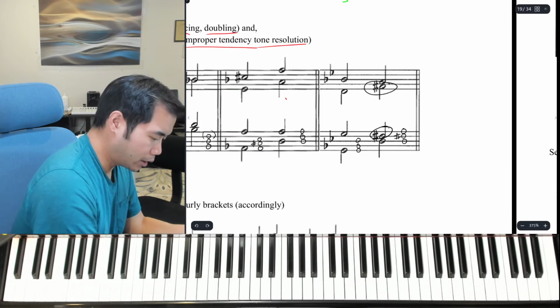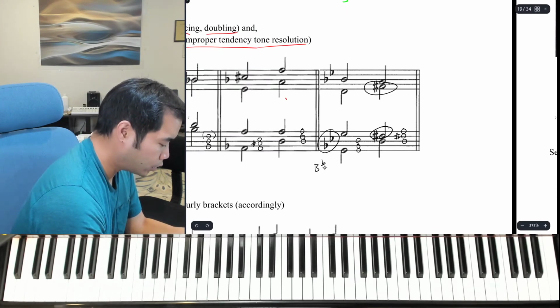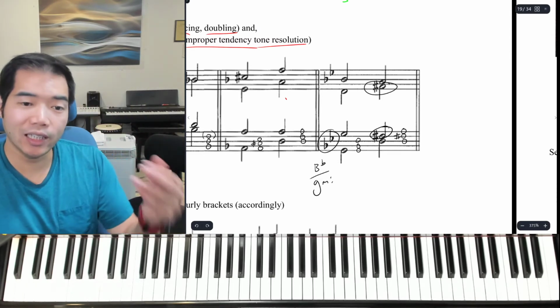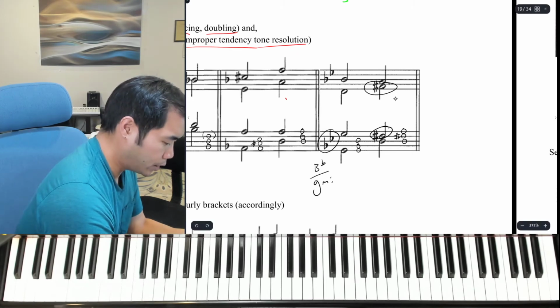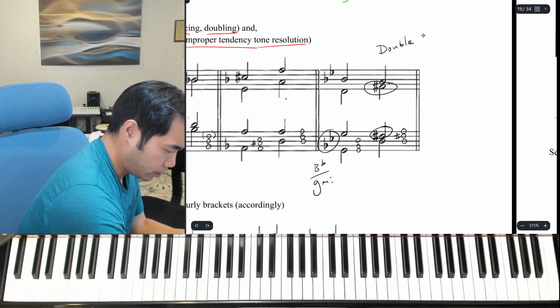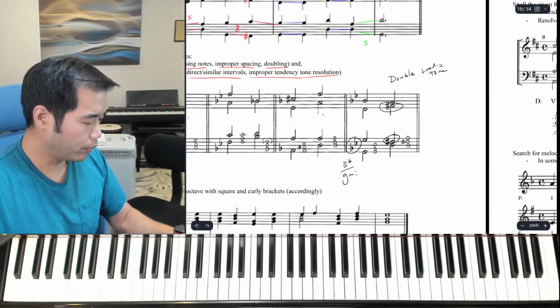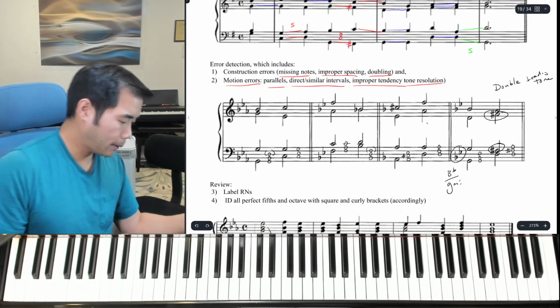Now, how do I know this is a leading tone? Well, I have two flats here, which tells me I'm either in the key of B flat major or G minor. The F sharp is the leading tone in G minor, so I can be pretty sure that this is the leading tone, you see? So this is an issue because we have a doubled leading tone. I'll just write it out: leading tone. Okay, so we've already identified one error here.